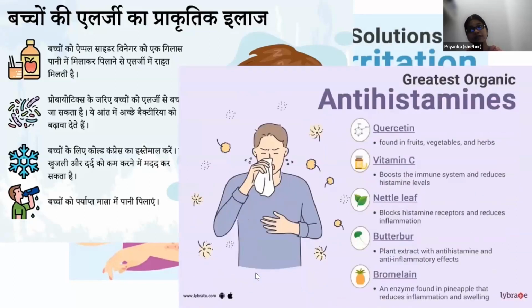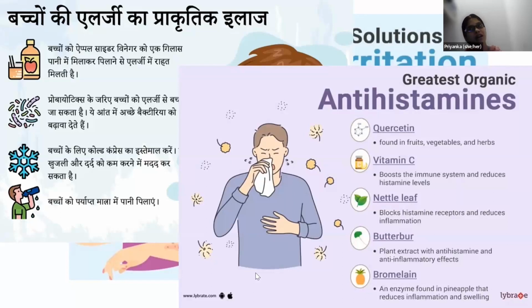Then comes antihistamines, which play a very important role in overcoming food allergy issues. Like the last example, you can see bromelain, an enzyme found in pineapple, that reduces inflammation and swelling. So we can have more vitamin C in the diet of the patient, more pineapple, and more butterbur or nettle leaf. And these are very commonly found in India.